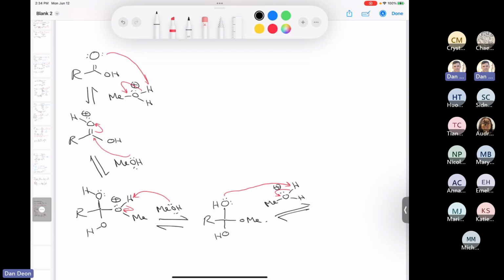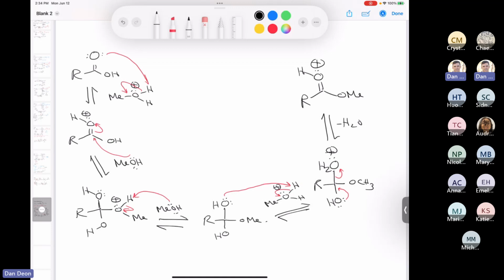Now you've created a good leaving group. So now we've got OH2 positive here, and we've got OH here, and then we've got OCH3 like this. Now you want to restore the carbonyl. To lose the leaving group, you make a double bond here and lose water. So we lose the water molecule, and we end up with a new oxonium, and now we have OMe here.